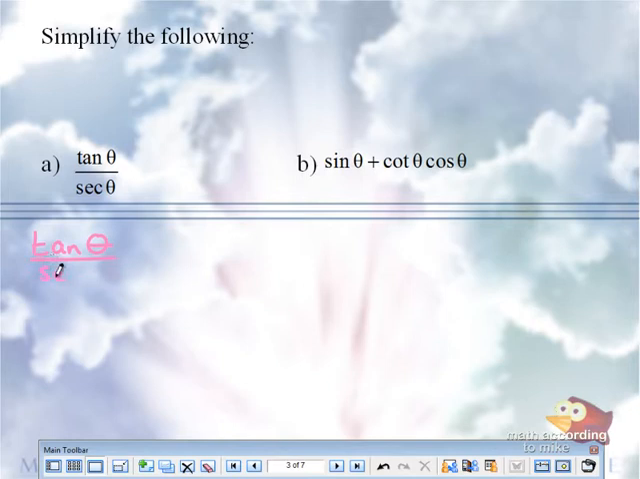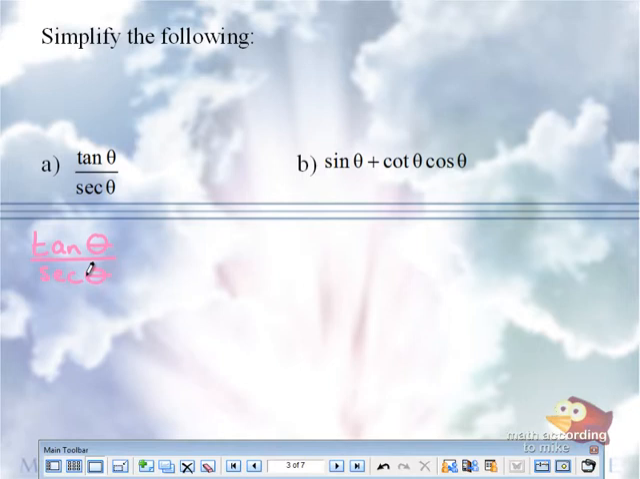This looks like Pepto-Bismol, which is probably something you guys need after class anyway, because of the pain. One of the tricks is to rewrite everything in terms of sine and cosine.